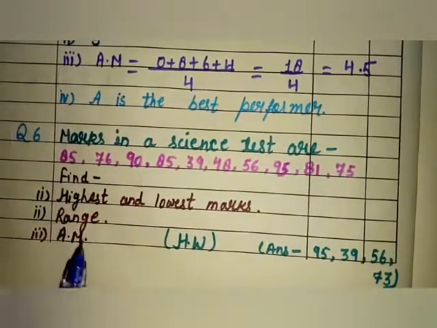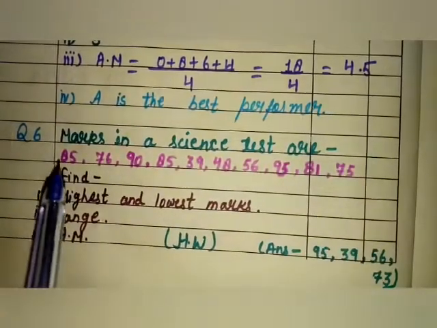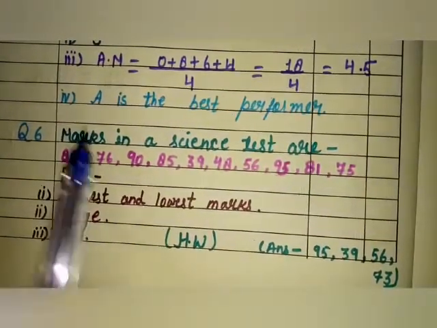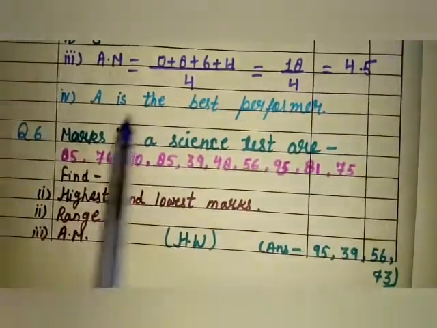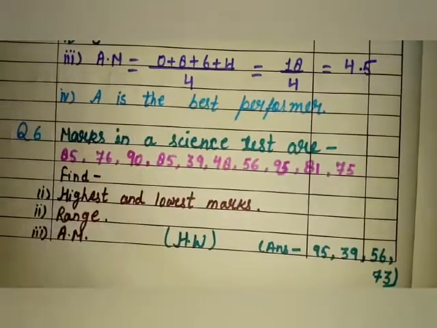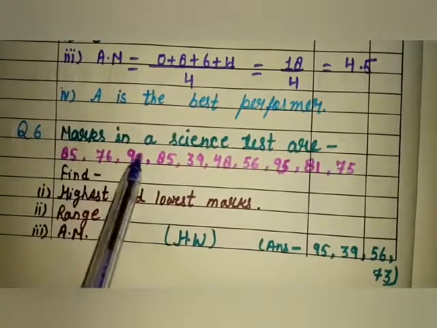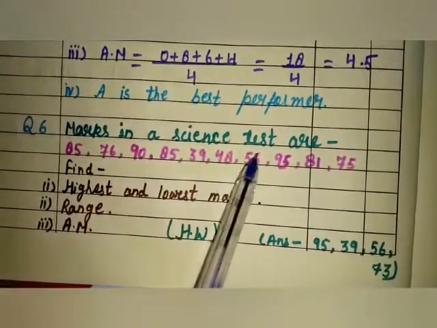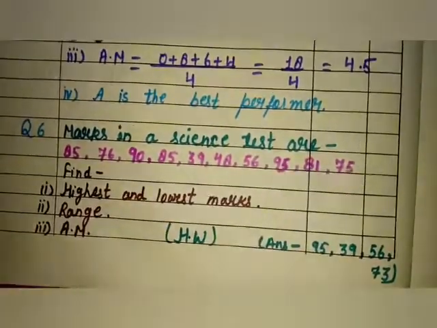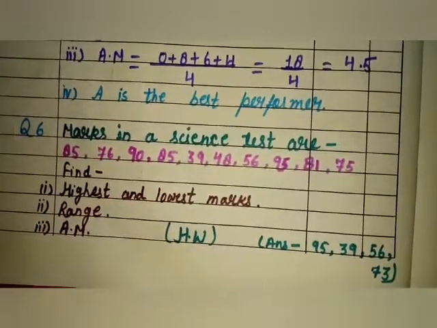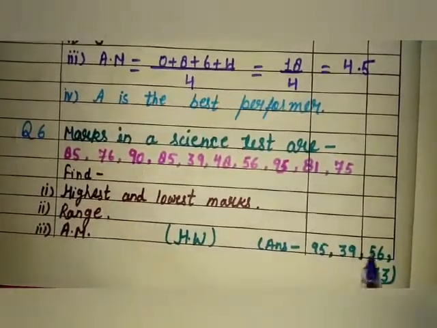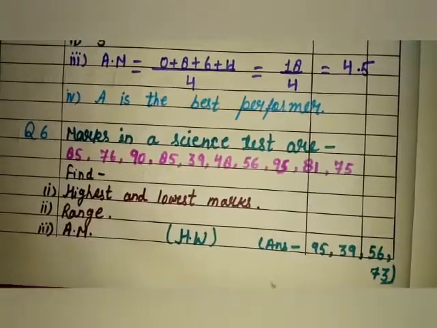And then the arithmetic mean of this data. Arithmetic mean is always equal to the sum of all observations, that is, you need to sum all these numbers and divide by the total number of observations. So our total number is 1, 2, 3, 4, 5, 6, 7, 8, 9 and 10. I have written the answer here also, so your answer should match these numbers.